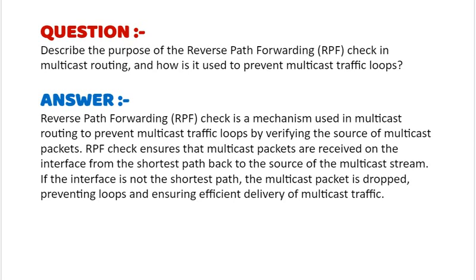RPF check ensures that multicast packets are received on the interface from the shortest path back to the source of the multicast stream. If the interface is not the shortest path, the multicast packet is dropped, preventing loops and ensuring efficient delivery of multicast traffic.